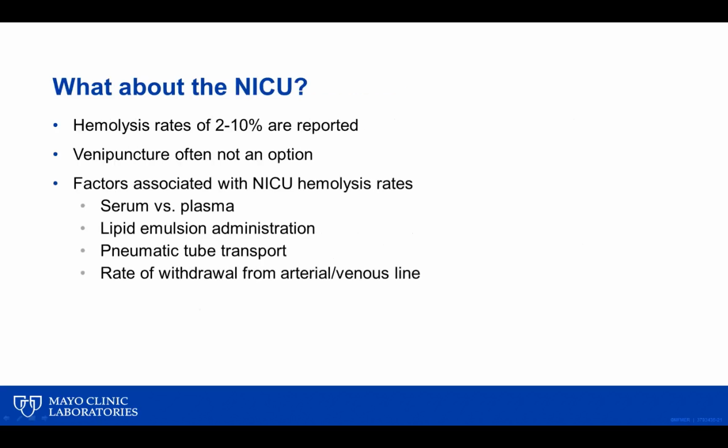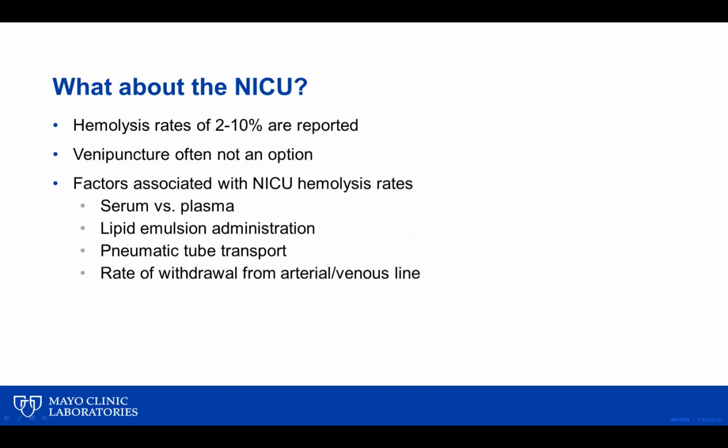So what about the NICU? These hemolysis rates are usually reported anywhere between 2 and 10%. And in these cases, venipuncture is often not an option. They have catheters and indwelling lines because they're difficult sticks. And so there are several important factors related to these hemolysis rates.